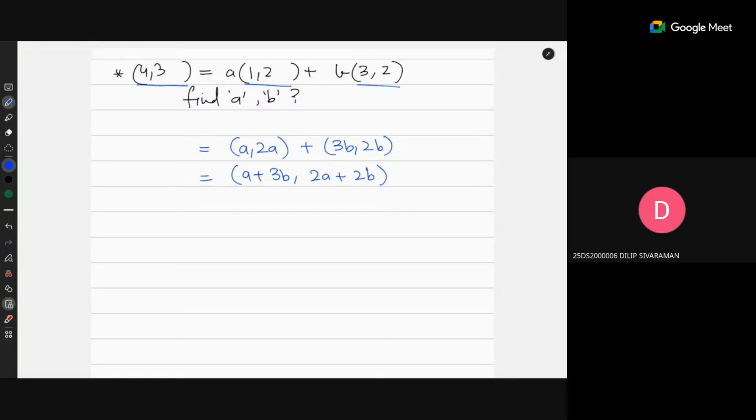Or are there other conditions? No, you can break and you can express any vector as a linear combination of others. You will get to know that those special vectors form the basis.